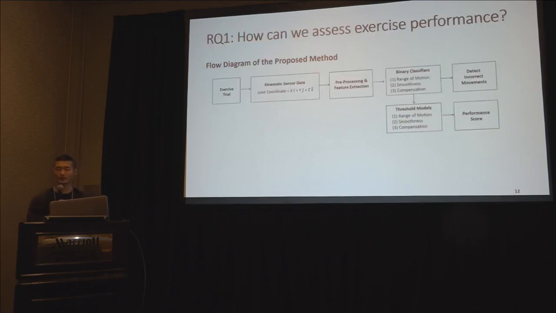So to summarize our overall flow, given an exercise trial, we will track the joint positions and extract features, and we'll train a binary classifier to detect the occurrence of the incorrect motion. Then, leveraging the binary classifier, we will implement the threshold model to quantify the performance score. And now I'll first describe the feature extraction part.